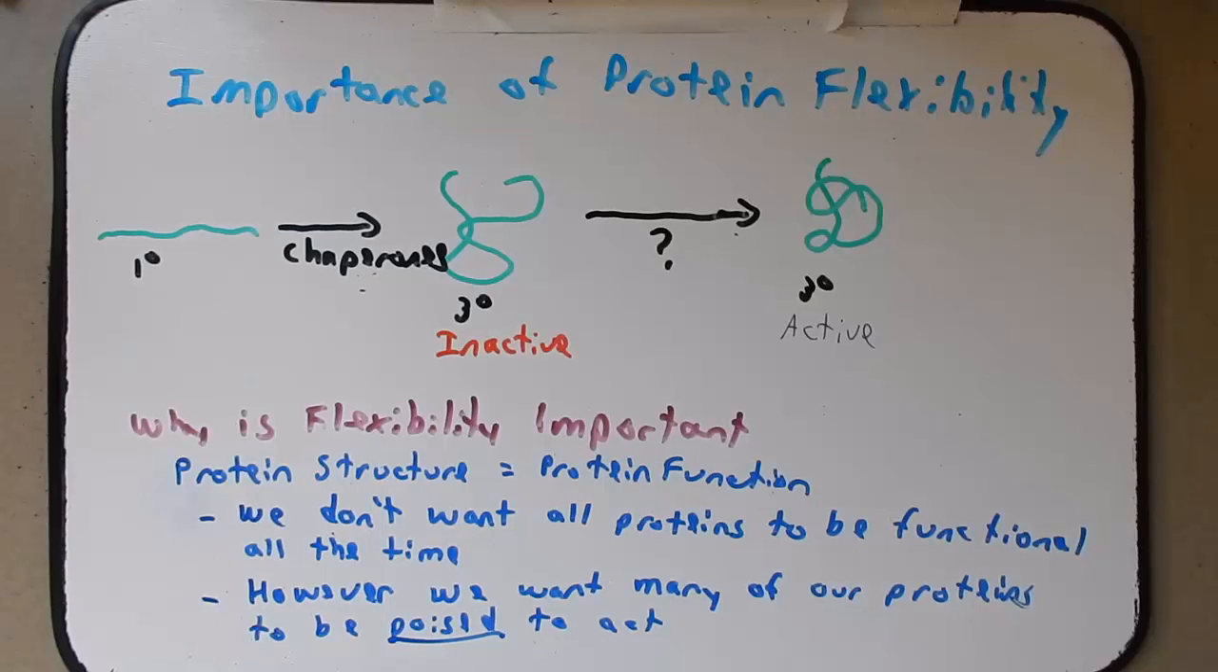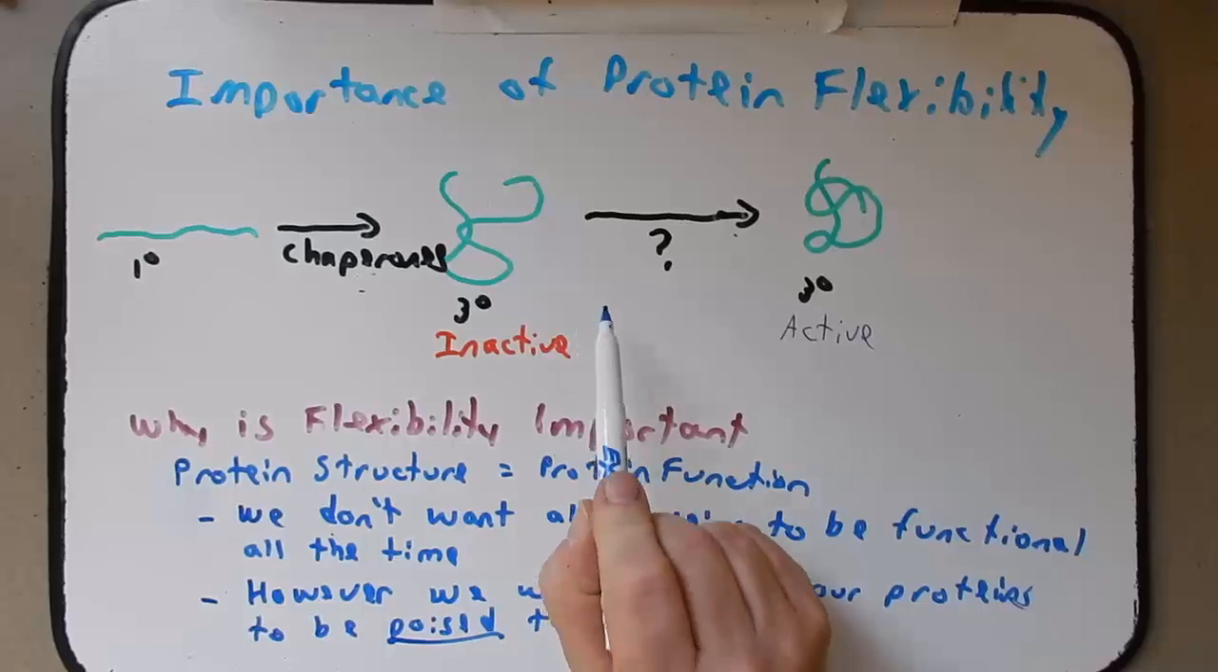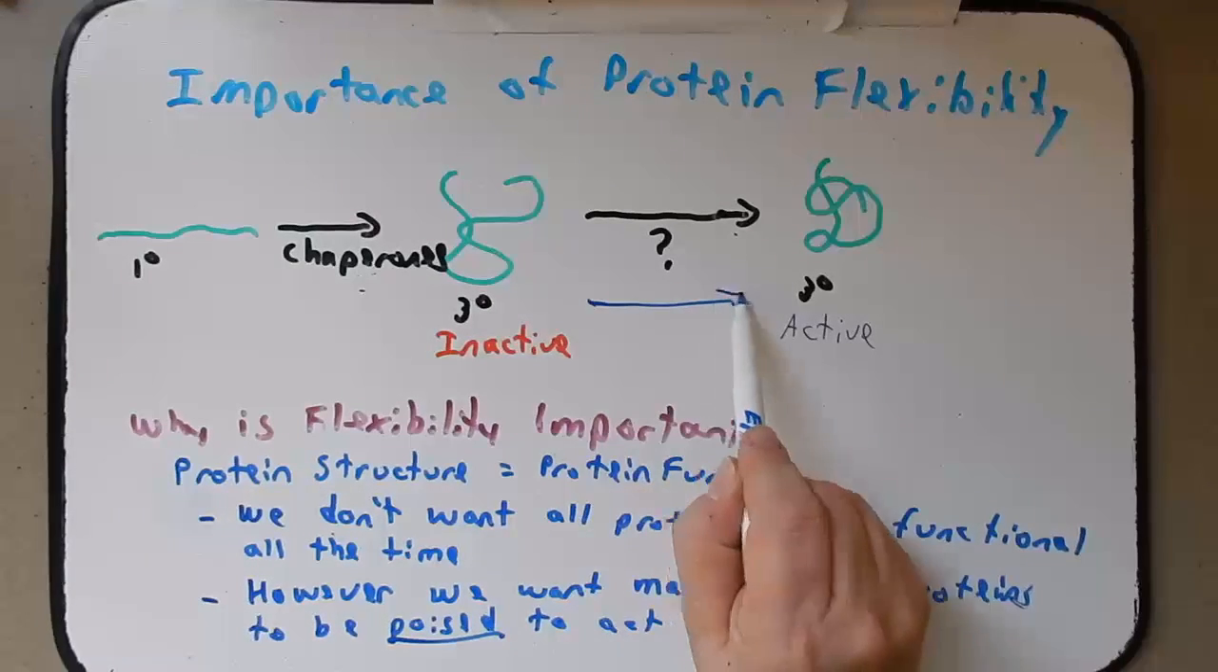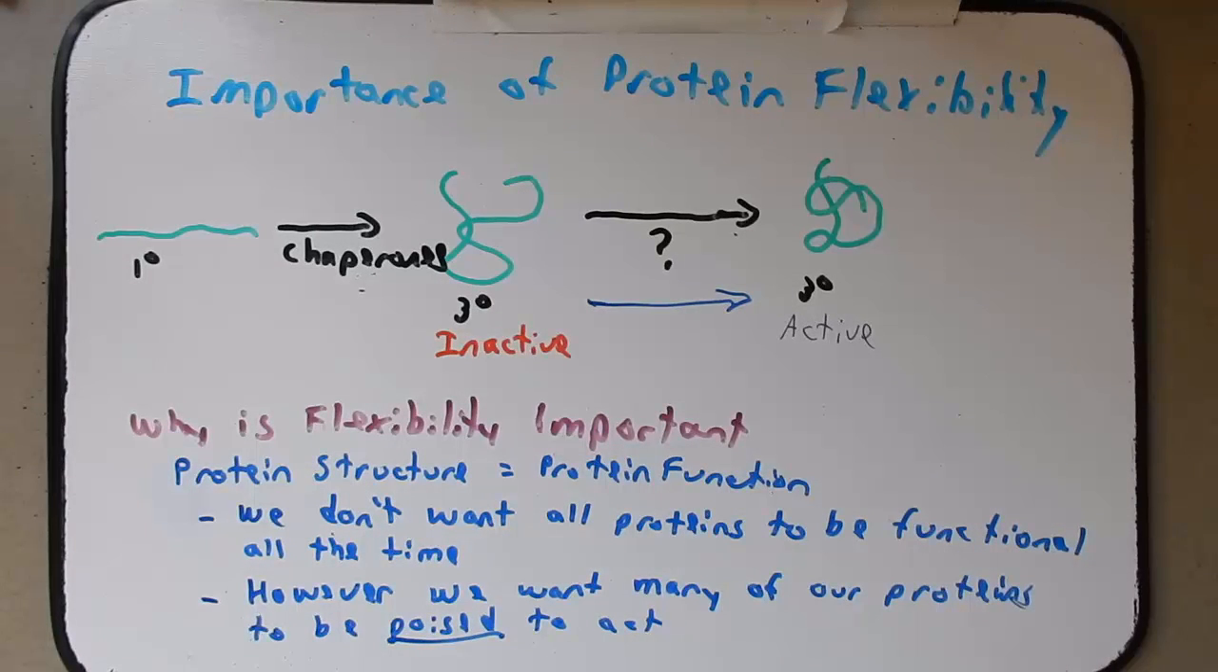And insulin was just an example. Many of our enzymes function this way. We want them to be inactive until we need them. It could be destructive to have them active all the time. So we answered why it's important, but how does it do it? How do we allow this inactive protein to become active? So let's talk about that quickly here.